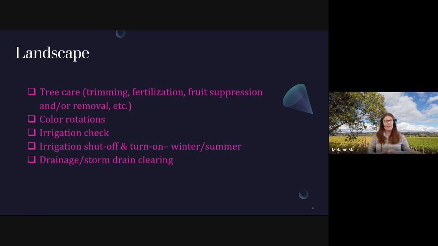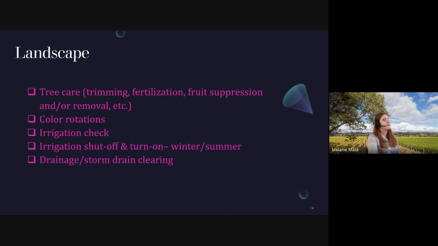Some landscape examples might be your irrigation checks or your color rotation, if you do annual colors that you might change your plants. Also drainage or storm drain cleaning. So it's really important to have all those drains cleared, especially before the rains start in the fall.